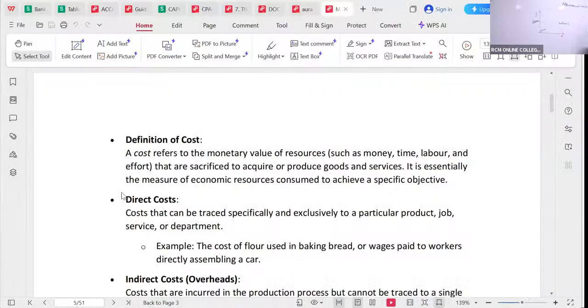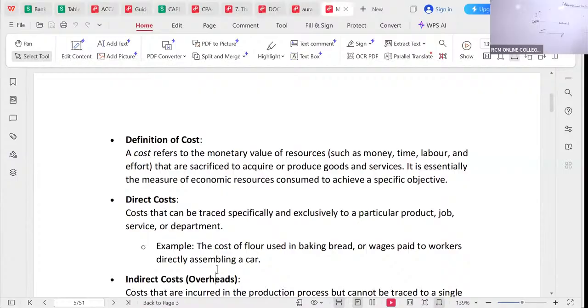Yeah. So costs that can be traced specifically and exclusively to a particular product, job, or service or department are what we call direct costs. Like the cost of flour used in baking bread. The more the loaves of bread we bake, the more the flour, isn't it? Or wages paid to workers directly assembling a car. So those wages, the more the cars they produce, the more they weigh. Those are direct expenses. Indirect costs are what we shall be calling overheads.